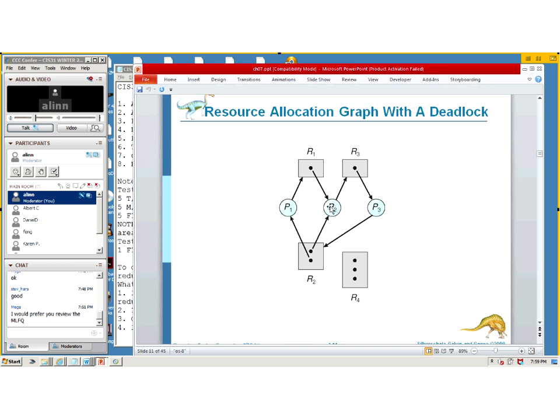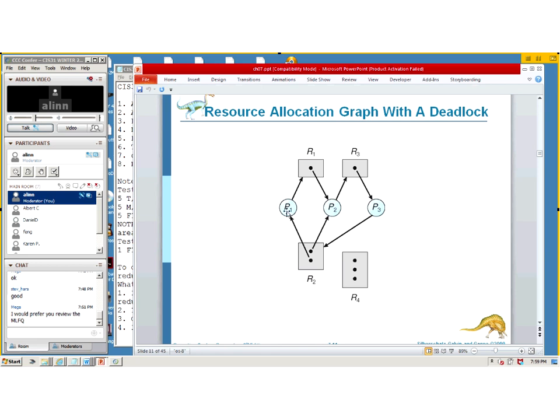And I have 3 processes. P2 has this one resource. That's what it means: R1 is owned by P2. P2 wants, that's what this arrow means, P2 wants an R3 resource. It just happens to be held by P3. P3 wants one of these, and each of those are held by P1 and P2.